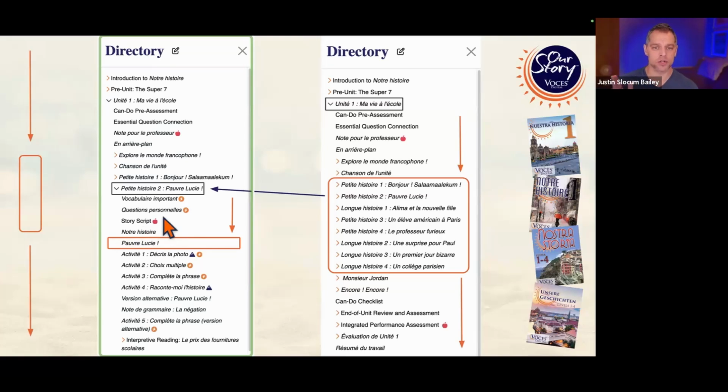Laura, great question. Are the personal questions the same for the entire unit, or are they different for each story? And the answer is both. There are questions unique to each story. So when you open this question personnelle page, there will be questions that are unique to this exact story and use this exact vocabulary. But at the bottom of that page, there's also a more global personal question survey that stays the same throughout the unit.